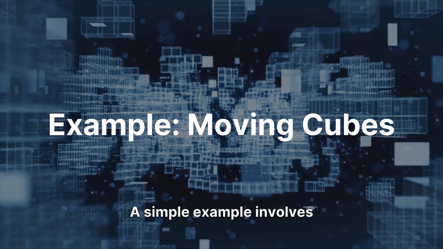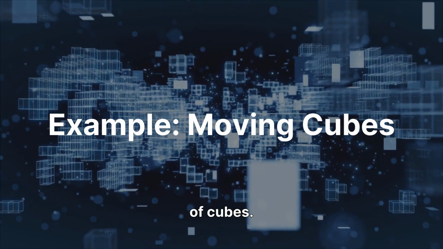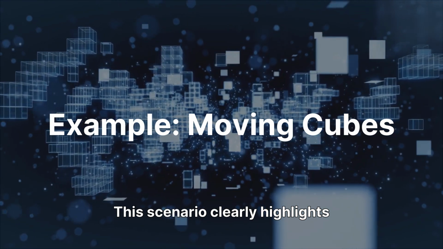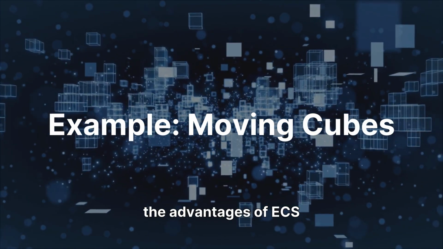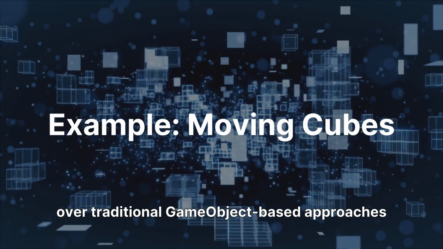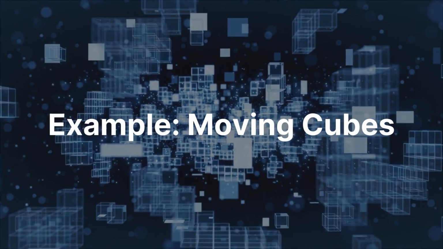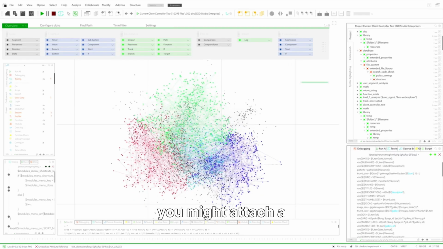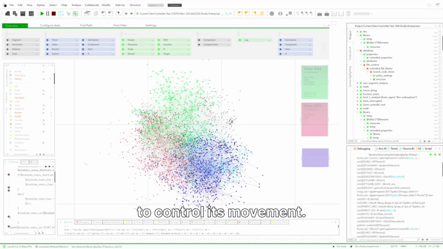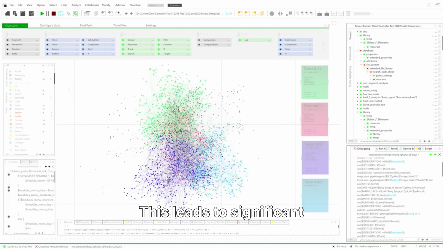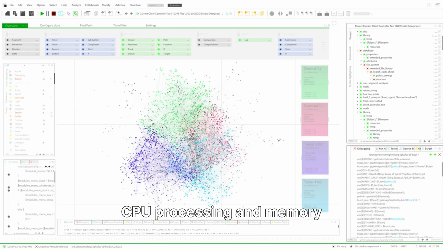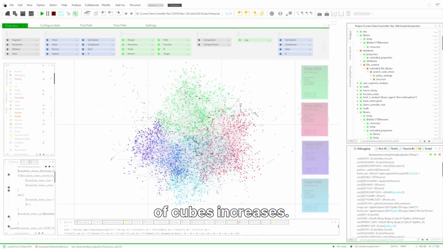A simple example involves spawning and moving hundreds of cubes. This scenario clearly highlights the advantages of ECS over traditional game object-based approaches when dealing with high entity counts. In a traditional approach, you might attach a script to each cube to control its movement. This leads to significant CPU processing and memory overhead as the number of cubes increases.